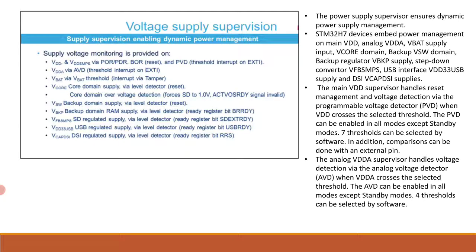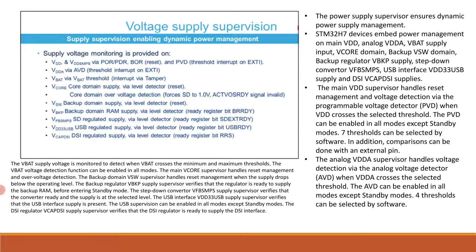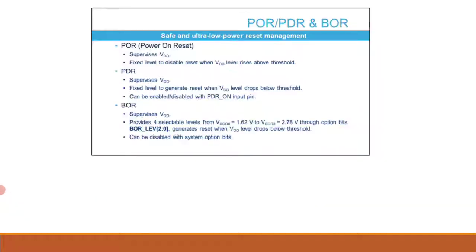So the VDD power supply supervisor guarantees a safe and ultra low power reset management. STM32H7 devices embed an ultra low power brownout reset, BOR, which is always enabled in all power modes. The BOR ensures reset generation as soon as the MCU drops below the selected threshold, regardless of the VDD slope. 4 thresholds from 1.62 to 2.78 volt are selected by option bytes programmed in flash memory. The BOR consumption with the 1.7 volt threshold is indicated in the data sheet.